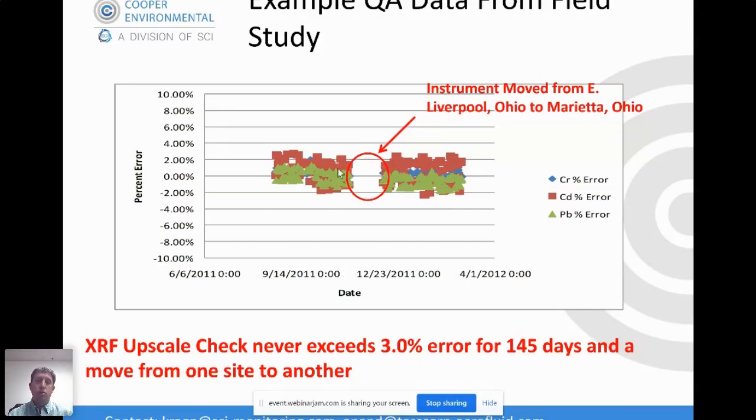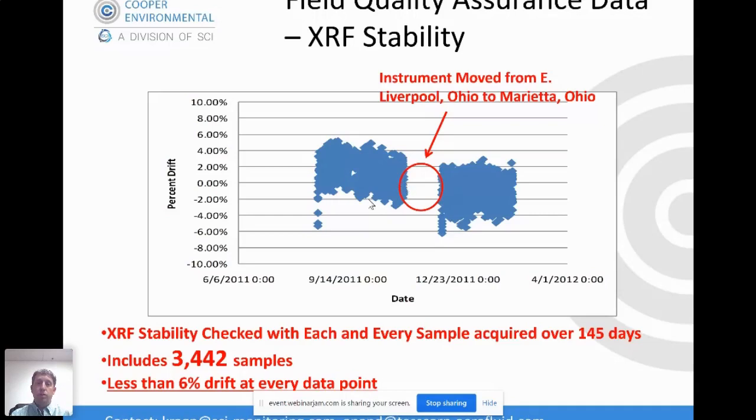So during the course of this 145-day study, the instrument was moved from one location in East Liverpool, excuse me, to another location in Marietta, Ohio. And during that move, the instrument didn't need to be recalibrated. It was just moved from one location to another and then restarted.